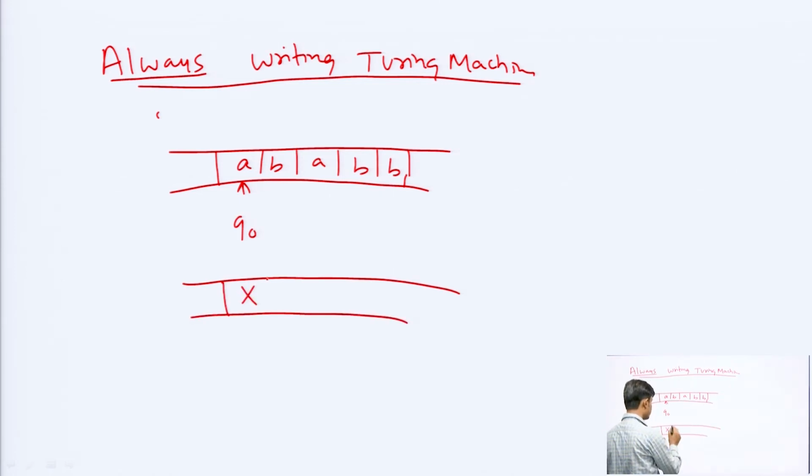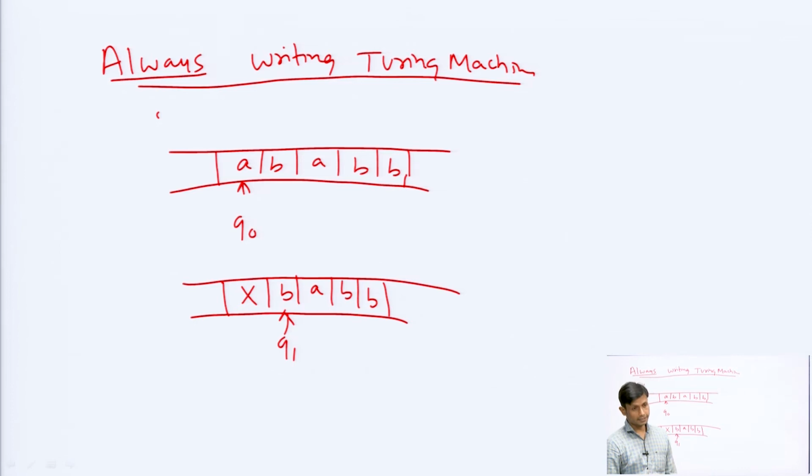Suppose this is X and B, A, B, B. Suppose this is Q1, I replace by writing, then at Q1 suppose I write something and go to B. So, each input symbol of the tape will be replaced by some other symbol. For every input you have to write something, that is the always writing Turing machine.